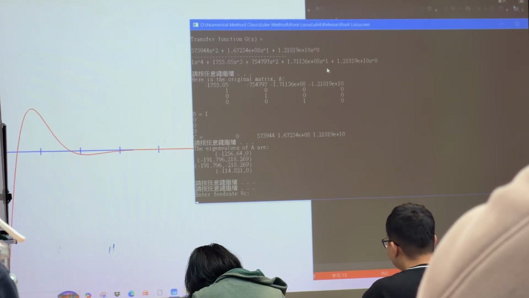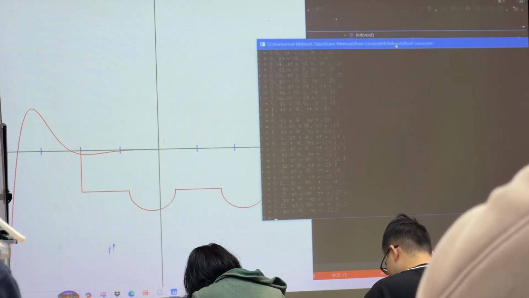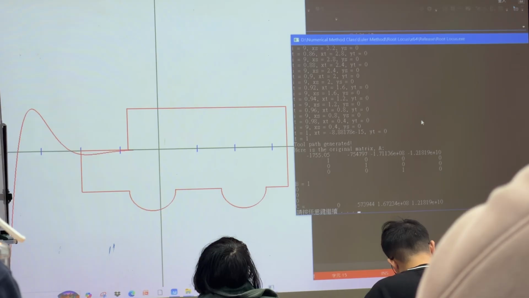So now I'm going to enter the feed rate, but this time I'm going to enter 1,000, which is higher. Feed rate becomes higher. Then the original tool path goes faster. Because the speed is faster, we run faster. Okay, faster. And now take a look.